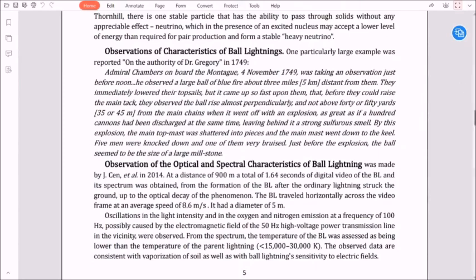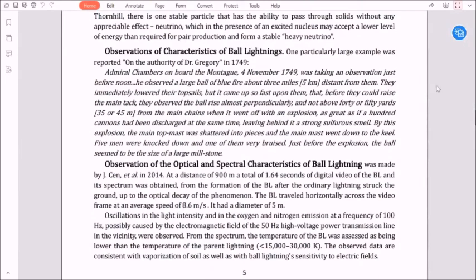off with an explosion as great as if 100 cannons had been discharged at the same time, leaving behind it a strong sulfurous smell. By this explosion, the main topmast was shattered into pieces, and the main mast went down to the keel. 5 men were knocked down, and one of them was bruised. Just before the explosion, the ball seemed to be the size of a large millstone.